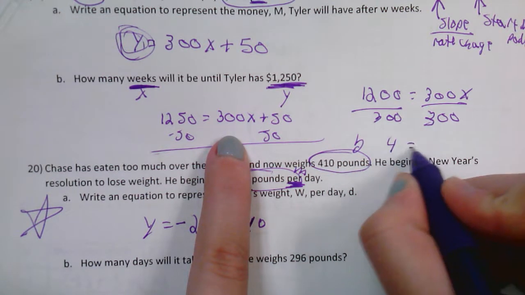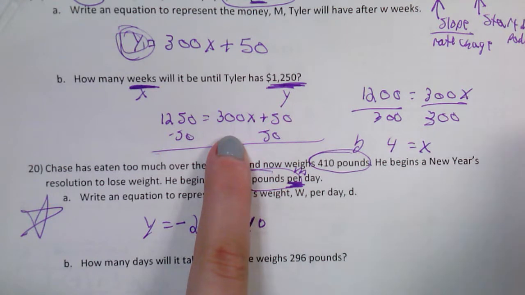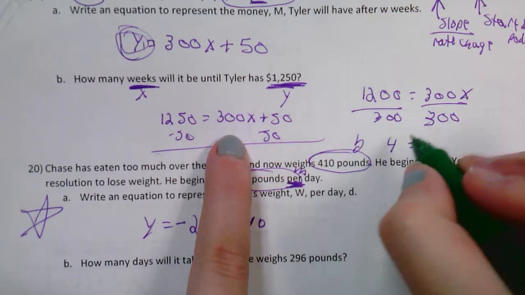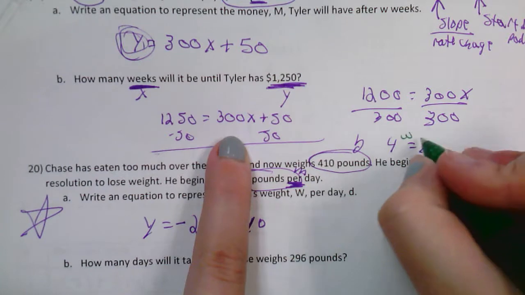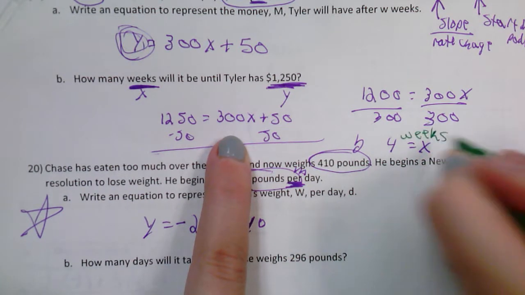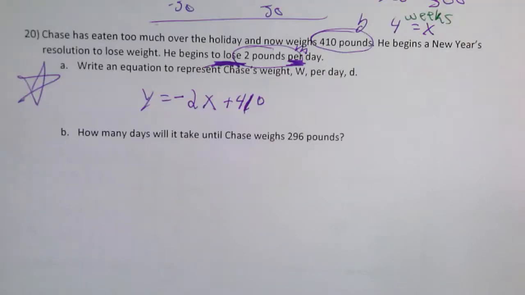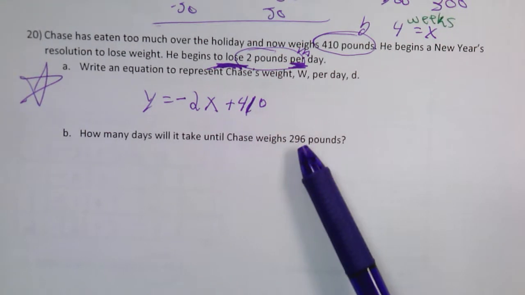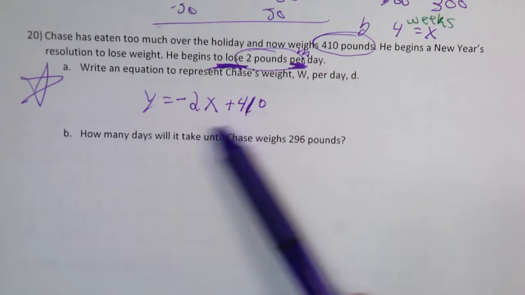Don't forget that anytime you're working with word problems, we should have labels in there. So they asked me how many weeks, so this is 4 weeks. And that'd be it. Same thing with the second word problem. They give you the total pounds. You just want to plug that in for y and solve for that then.